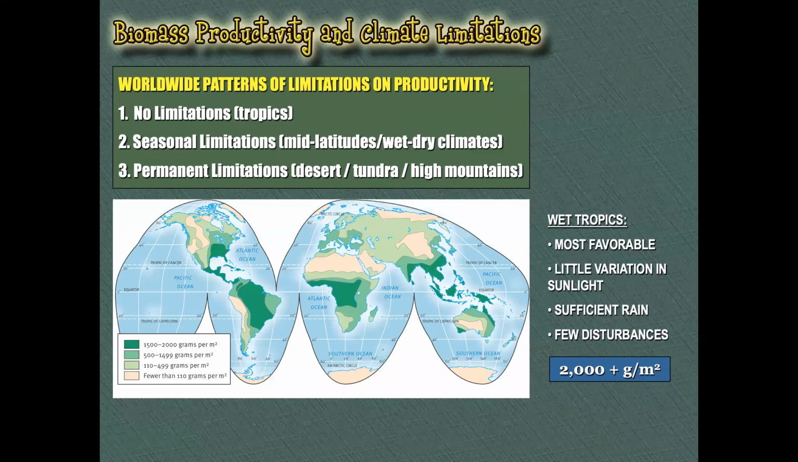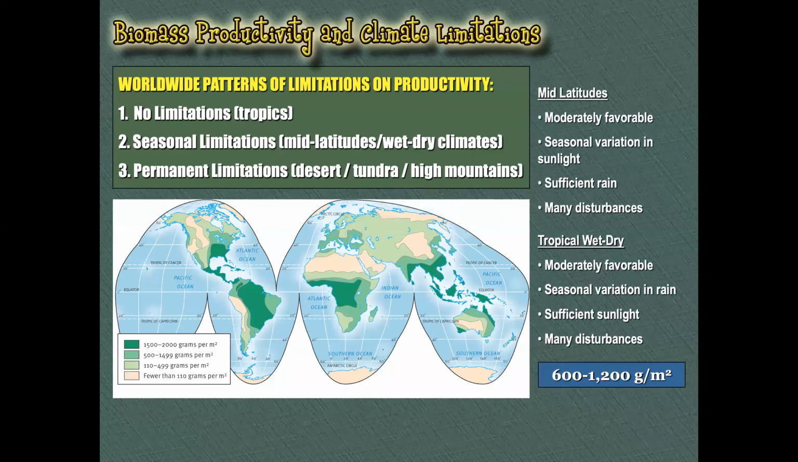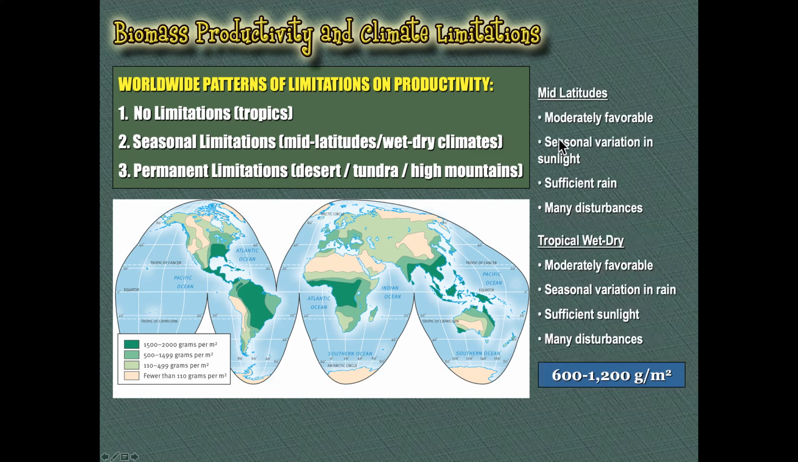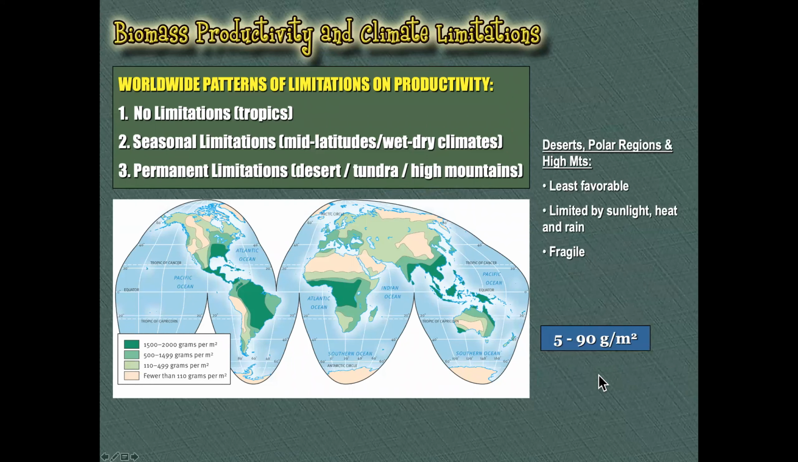This is the idea of limitations. So for example, there are places that have no limitations, the tropics, places with seasonal limitations, that would be New York, and places with permanent ones. So here's the tropics, lots of net primary productivity, lots of rainfall, sunlight, and heat. As you go into mid latitudes or tropical wet-dry climates, less productivity. And as you go into deserts, very, very limited.